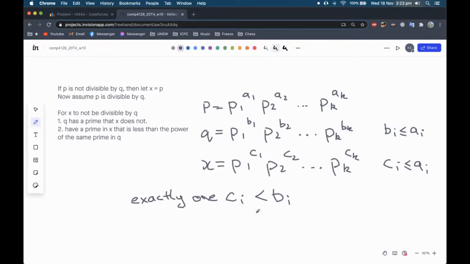And then what about the rest of them? Well, clearly we want the largest possible for the rest of the prime powers, and we have this condition that c_i is less than or equal to a_i. So we might as well just set c_i equal to a_i for all of them.